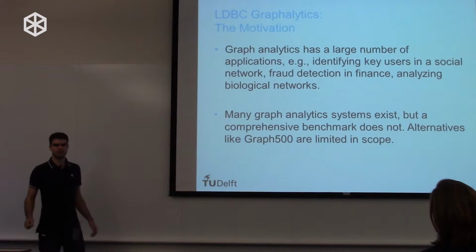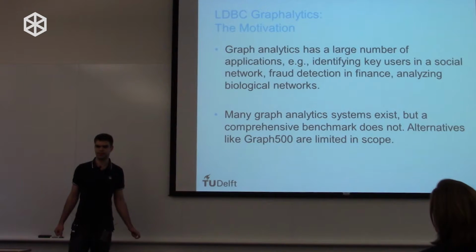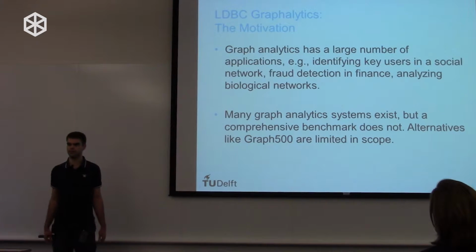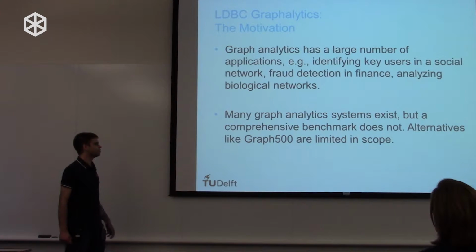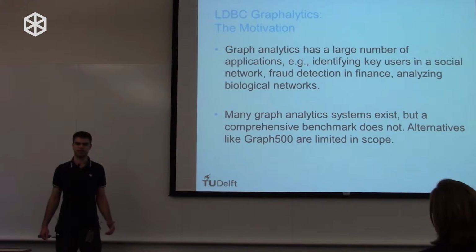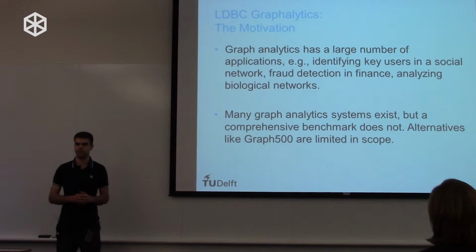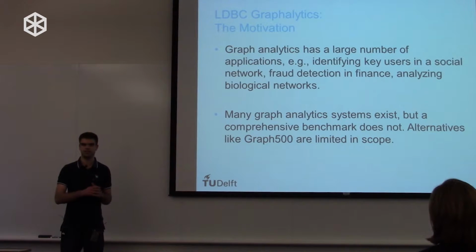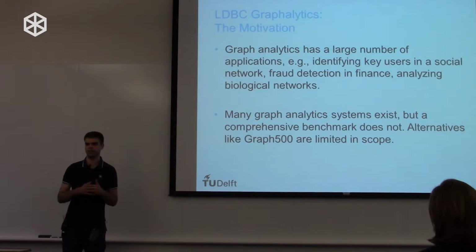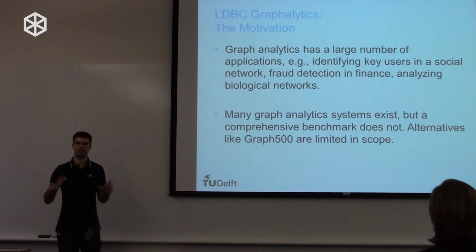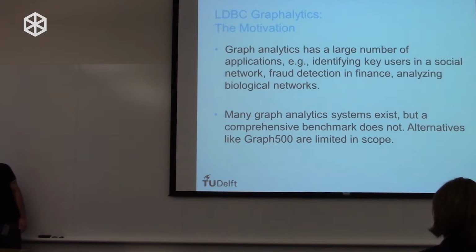The second part of the motivation is that many of such graph analytic systems actually exist. In a survey we did a year or two ago, we found over 100 of these already out there. But comprehensive benchmarks for this space do not yet exist. There are some alternatives. For example, you could look at Graph 500, but most of these previous benchmarks focus either on one particular algorithm or one particular data set, rather than exploring really the space of graph analytics. So in Graphalytics we try to do things differently.